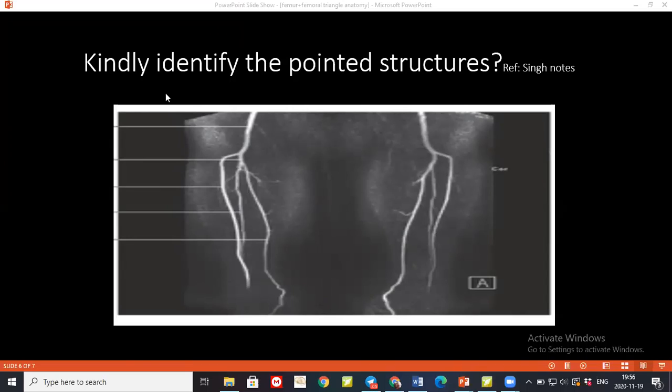Can you tell me what inserts on the tibial tuberosity? Ma'am, the patellar tendon inserts on the tibial tuberosity.